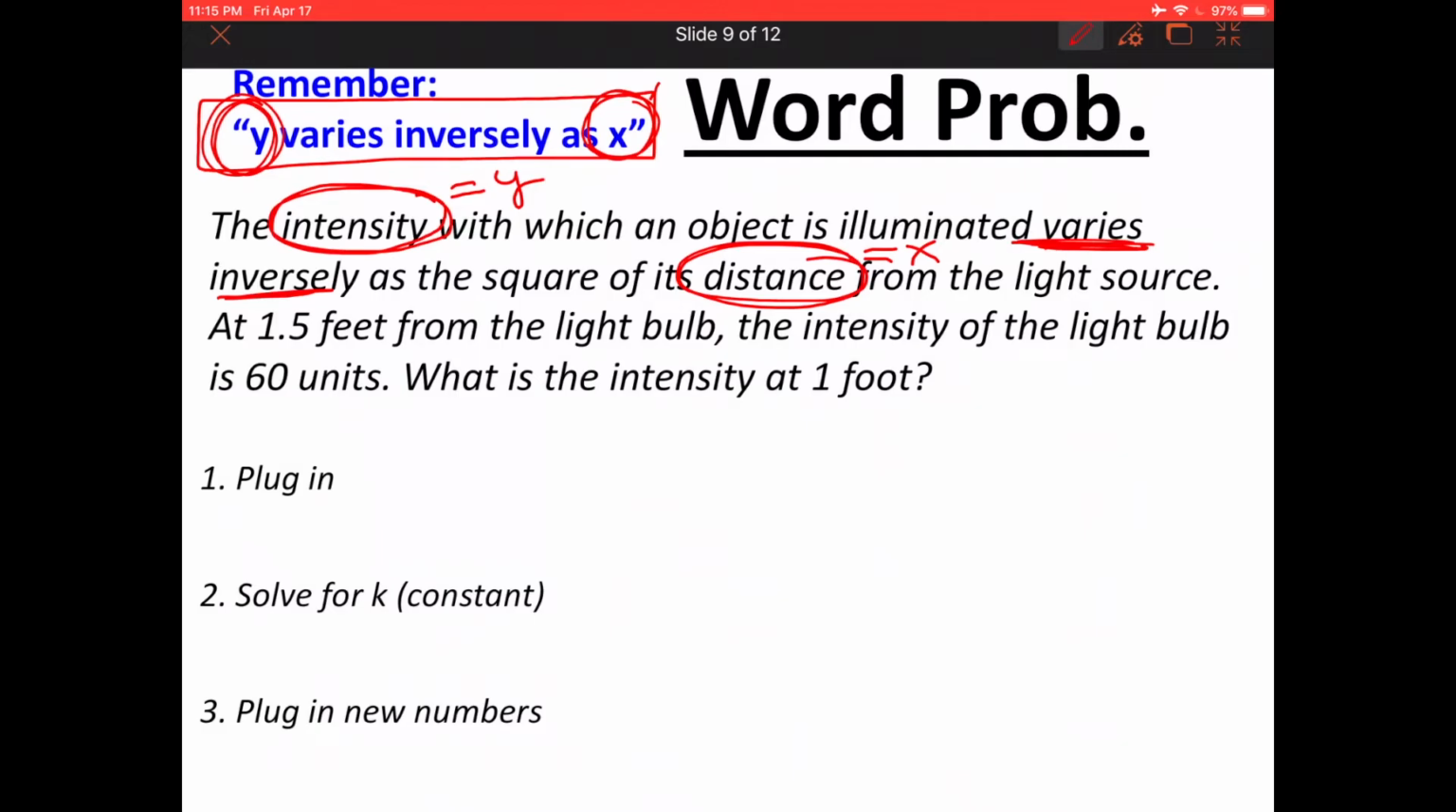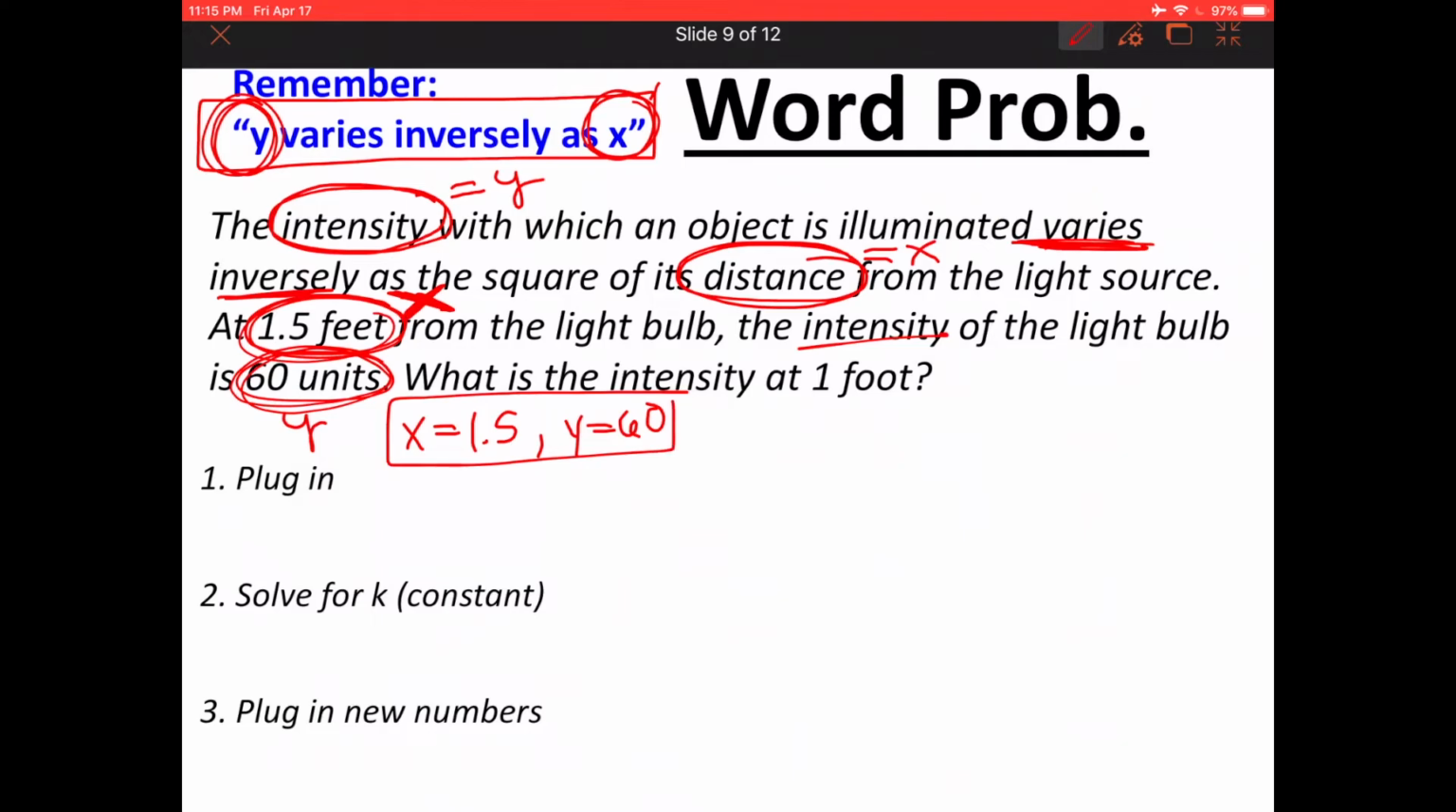So now let's look at our examples, at the numbers they give us. At 1.5 feet, so is that distance or intensity? That's distance. So 1.5 feet would be x. So at 1.5 feet, the intensity is 60 units. So this is going to represent y. So basically what they're saying is when x is 1.5, y equals 60. That's the first set of numbers they're giving me.